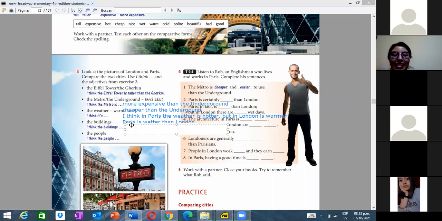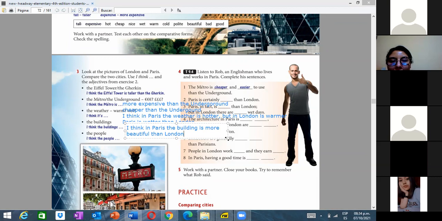Very good. Okay, another. Let me write your sentence, please, Natalie. Could you repeat? I think in Paris the building is more beautiful than in London. Okay, very good. It's more beautiful, right? Than London. Okay, ahí directo. Ya no necesitamos in, ¿sí? I think in Paris the building is more beautiful than London.